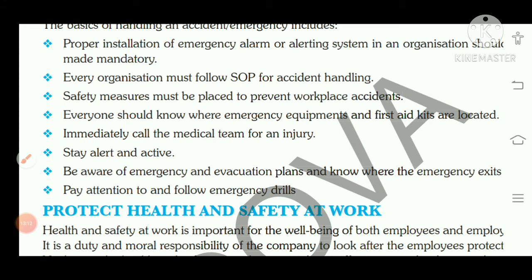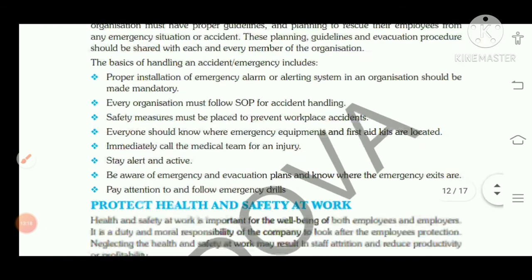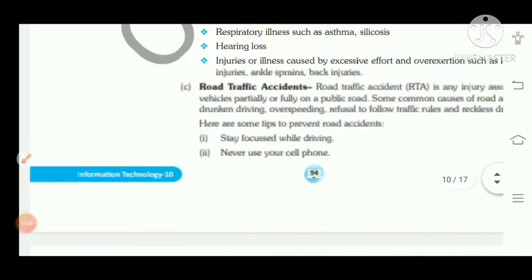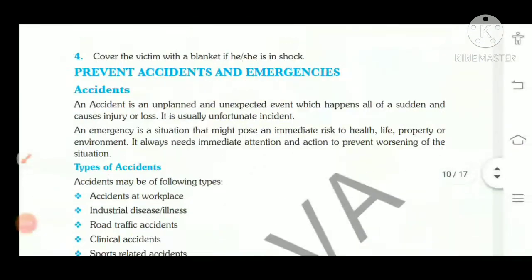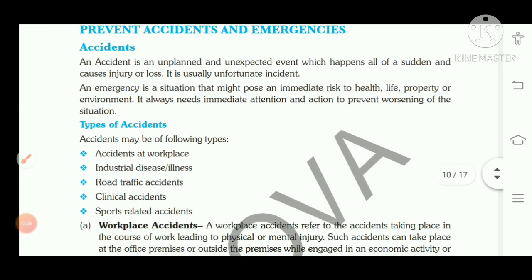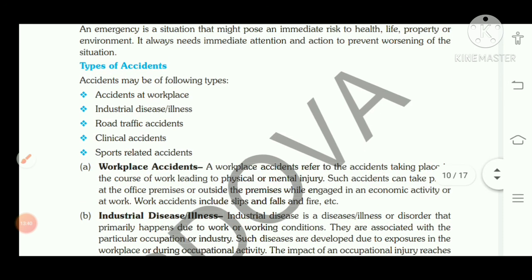Children, with this session number 10 is completed. Last session number 11 remains. So what we covered in today's class: we discussed these accidents and emergencies and how we can prevent ourselves from them. Accident क्या होता है? Any unplanned or unexpected activity that happens suddenly and in which injury happens or there is any loss of life. Accidents कैसे हो सकते हैं?